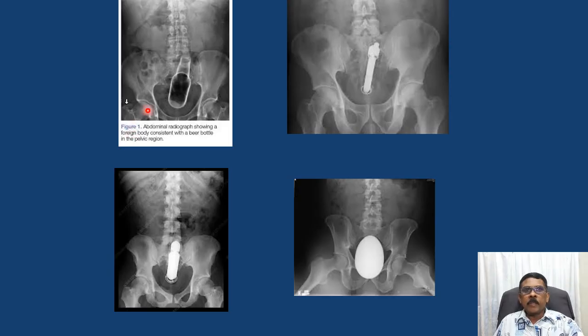Okay, these are X-rays showing the various types of foreign bodies that patients can insert into their rectum, which cause acute obstruction in the rectum, which results in acute large bowel obstruction.